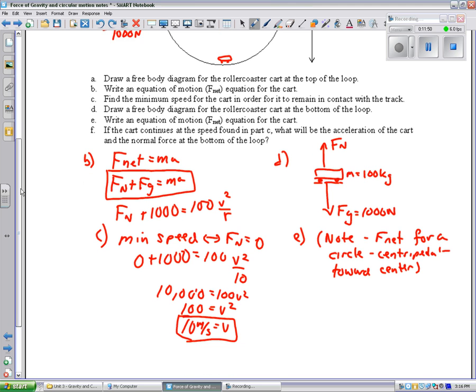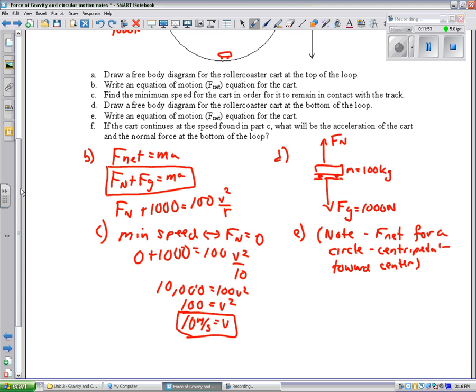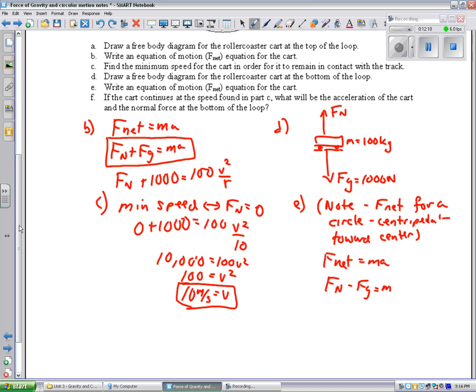Since Fn is pointing towards the center of the circle, it has to be winning because our net force has to be towards the center. So when we do Fnet equals ma, it's going to be Fn minus Fg equals m. Since it's going in a circle, we're going to change the a into v squared over r. And that's going to be our Fnet equation.